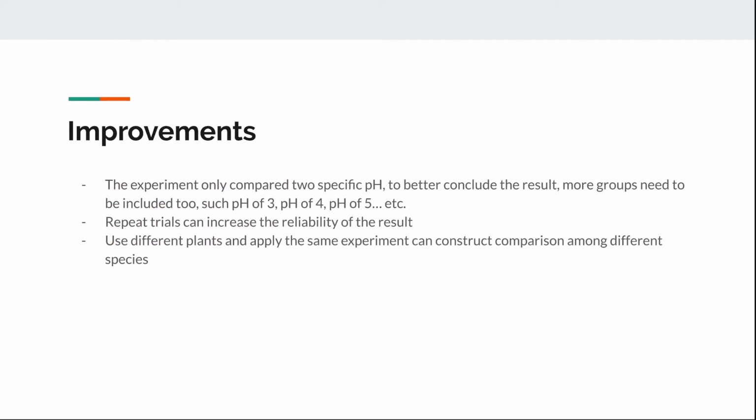Also, repeat trials can increase the reliability of the result. And also, you can use different plants to apply the same experiment. They can construct a comparison among different species. So some species might favor slightly basic or slightly acidic conditions, which you might find out by using different species.